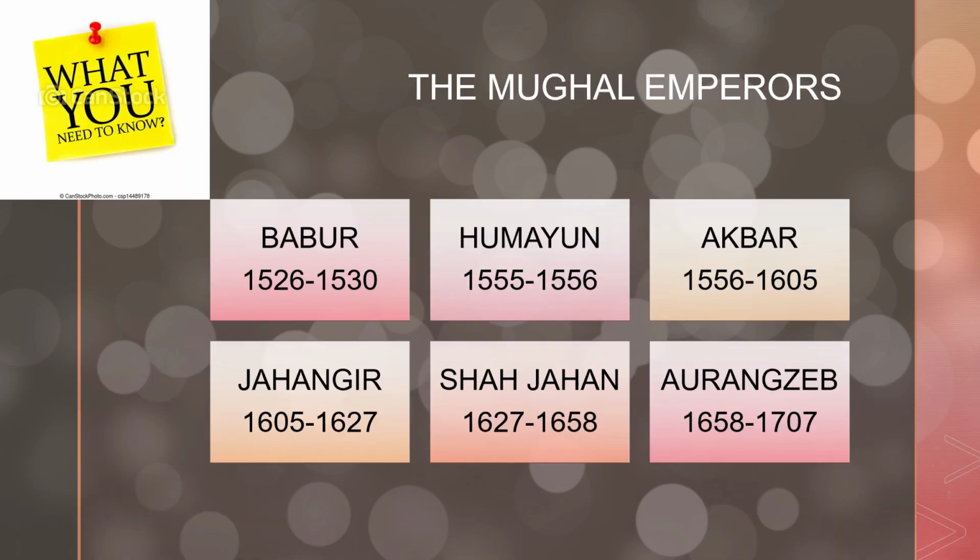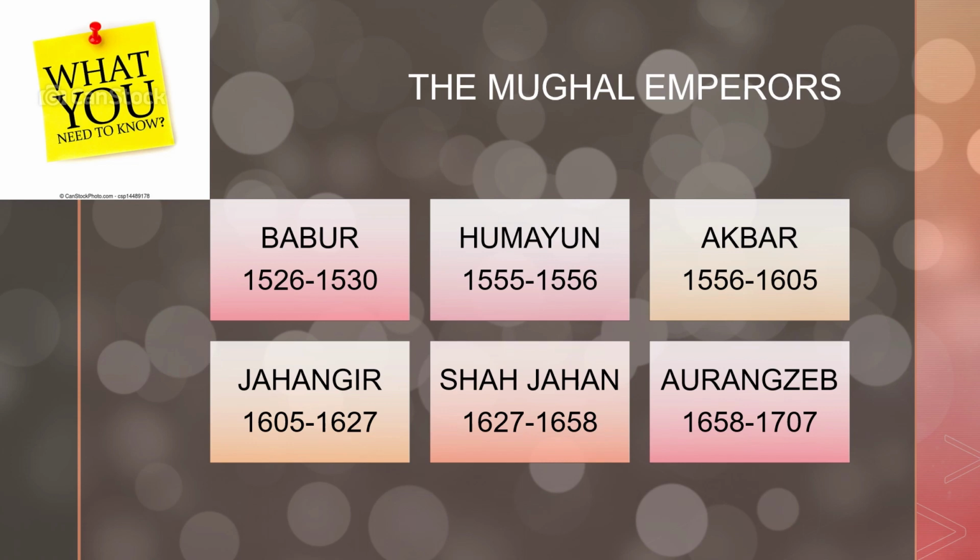The Mughal emperors. So this is basically every Mughal emperor that ruled over the Indian subcontinent. Babur, 1526 to 1530. As seen, he was the first ever Mughal emperor. Humayun, 1530 to 1556. Akbar, 1556 to 1605. And yes, he is the famous Akbar you know from the Akbar and Birbal stories.